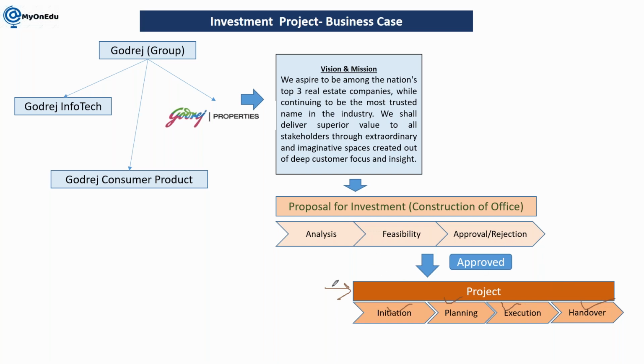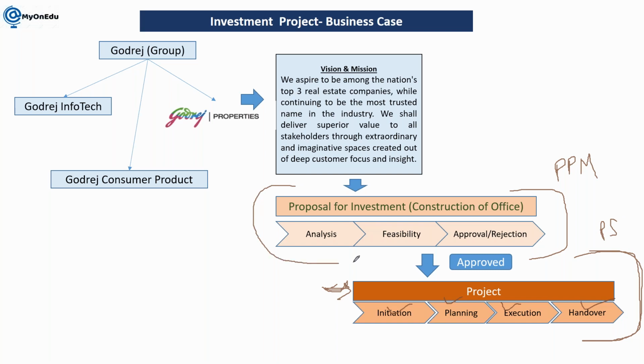Once it is approved, we go for the project execution. This is the portion where Project System is going to help us, and this is the portion where EPPM, portfolio project management, is going to help us. If for any reason you don't have PPM, then investment management will help us here. In place of PPM, we will use investment management.